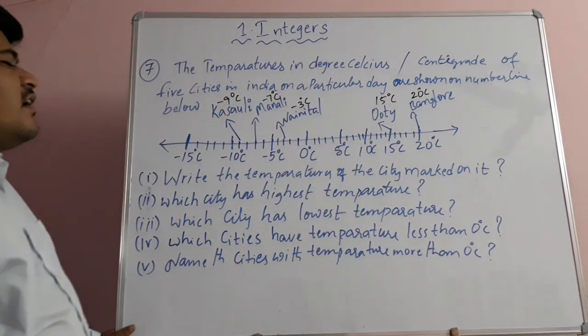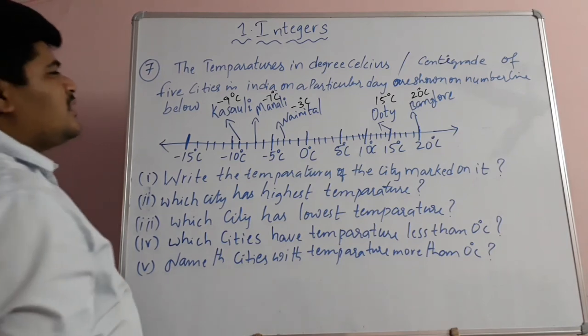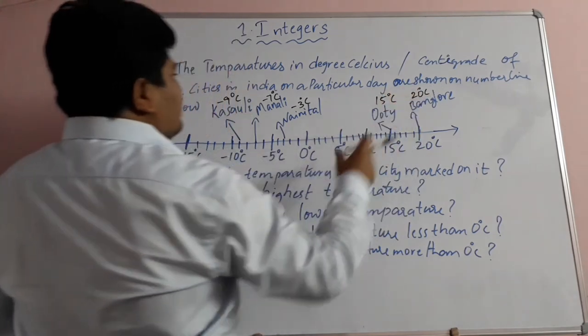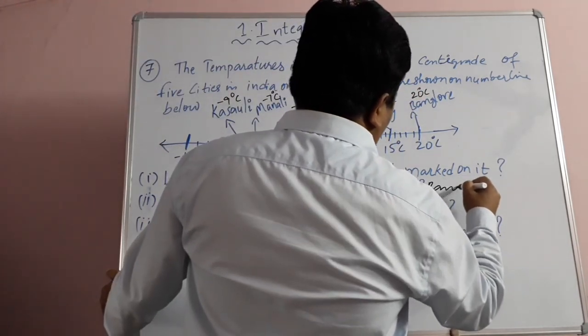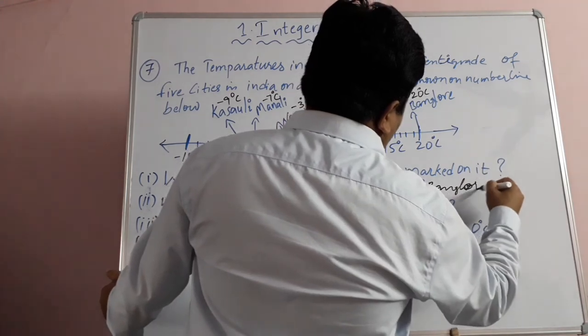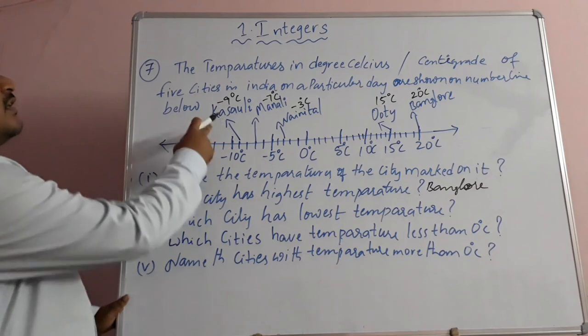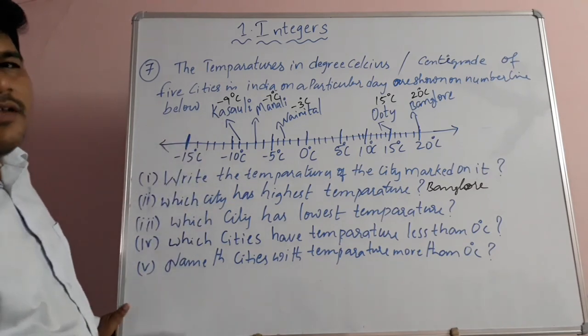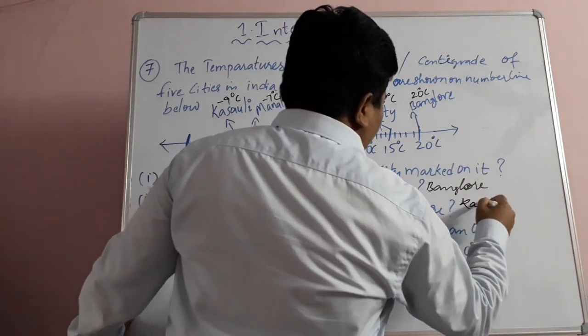Which city has the highest temperature? So children, among all these, 20 degrees Celsius is big. So which city? Bangalore. Bangalore has the highest temperature. Which city has the lowest temperature? Obviously Kasauli, because it is minus 9 degrees Celsius. Okay, Kasauli.